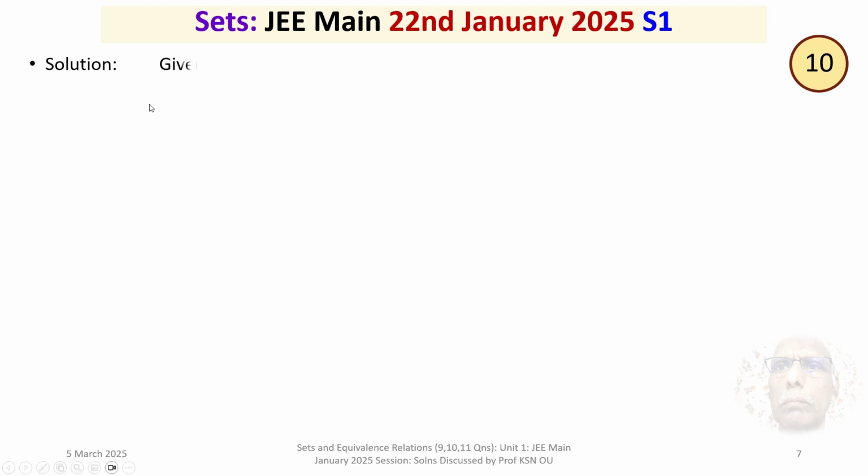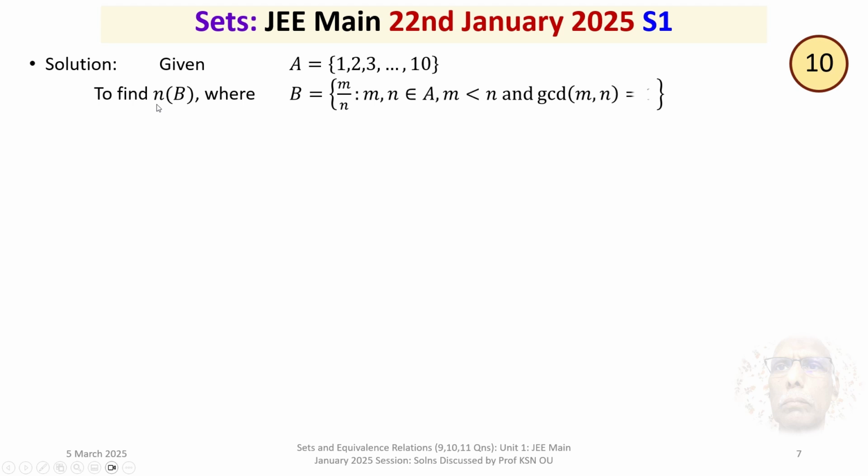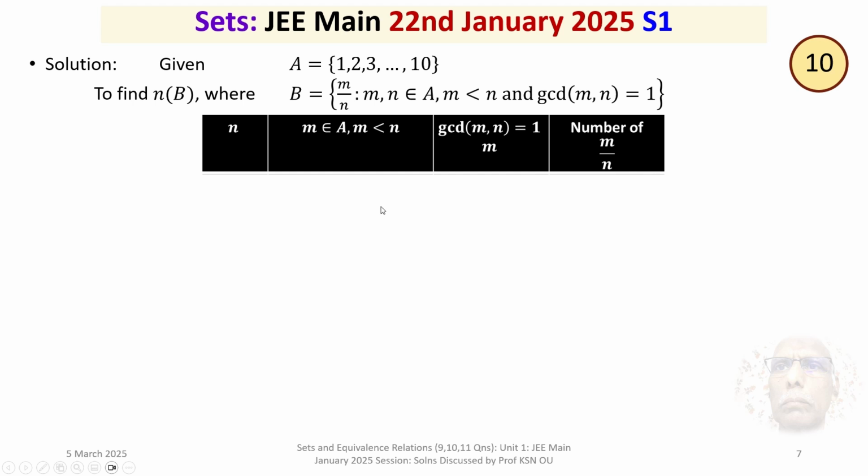Given A, the set consisting of 1, 2, 3 up to 10, we want to find the number of elements present in B, where B is the set of all m by n, where m and n belong to A, m less than n, and the GCD of m comma n is equal to 1. That means m and n are relatively prime. Agreed. For this, we have brought you a table here. Now, we first of all consider n. What is n in B? n is sitting in the denominator.